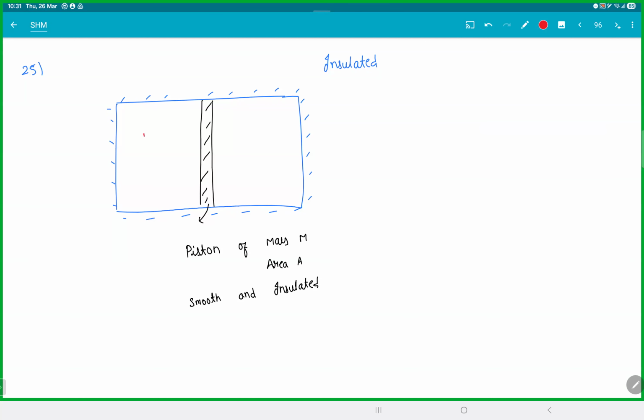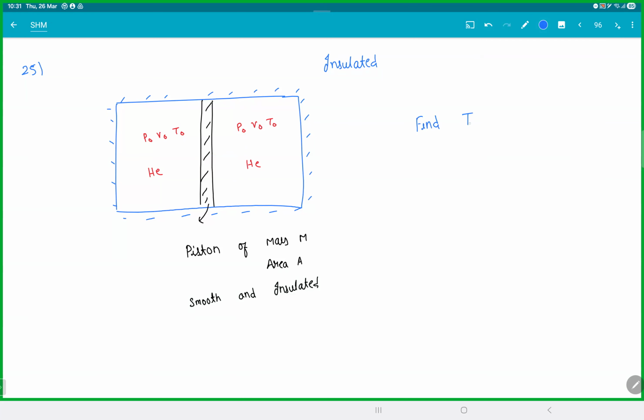So on the left-hand side, we have P0, V0, T0. We have helium gas. On the right-hand side also we have P0, V0, T0. Let's put it helium gas only. I could put anything, actually oxygen also. Now, if I move the piston by small x and release it, it will start oscillating. Think about it. If I push the piston to the right, this gas will get compressed. The pressure will increase. So it will push the piston back. Find the time period for small oscillations of the piston.